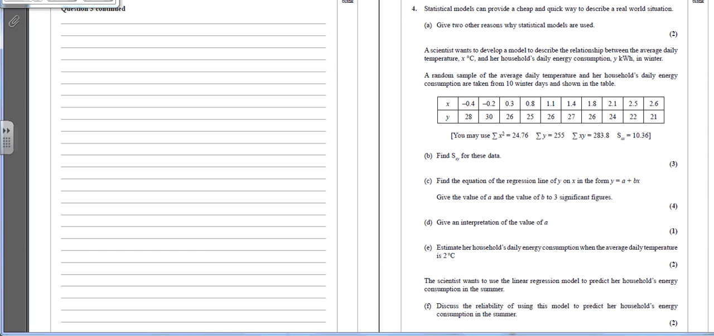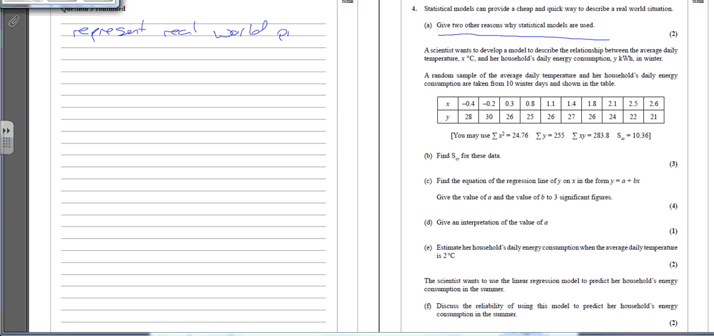Okay, so this was a 2015 paper. Statistical models can provide a cheap and quick way to describe a real-world situation. Give 2 other reasons why statistical models are used. Now, there's a bunch of reasons that you can give here, but you've got to give 2. So one of the reasons that you might want to say is that you can use them to represent real-world problems.